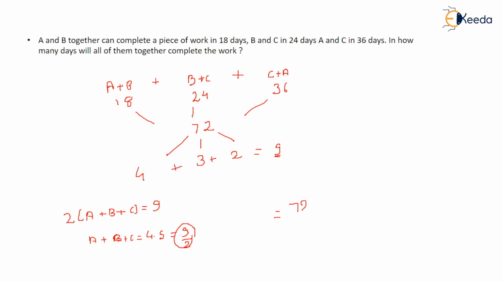So 72 pages they have to write. They are writing 4.5 pages, that means 9 by 2. So I can write 9 by 2, so 2 goes in the numerator. So what does it come to? 72 into 2 divided by 9. So 9 can be cancelled out. So it comes out to be 9 8s. So 8 into 2 comes out to be 16 days. So together in 16 days they can complete this work. So the answer is 16 days.